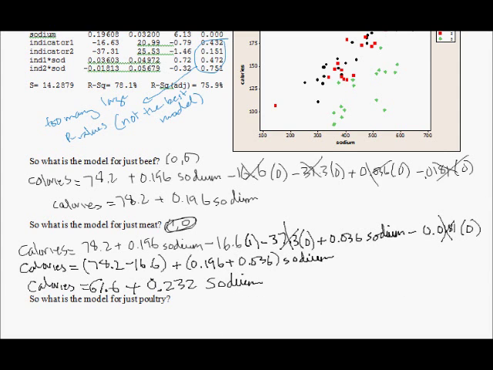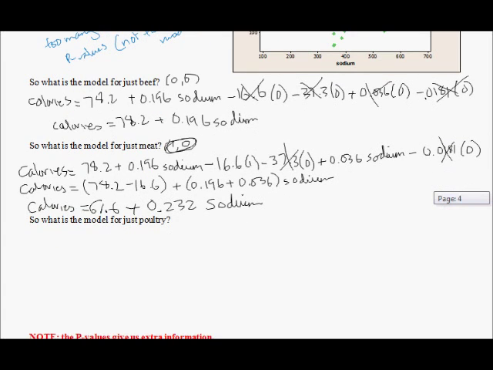Let's scroll up a bit, get more space here. So now for poultry. For poultry, remember it's 1 of the indicated variables, both being 1. So now what's going to happen is both these zeros here, which I had for the 37.3 and the 0.0181. This first one's going to be 1. The second one's going to be 1 times sodium, or we're going to have sodium in there.